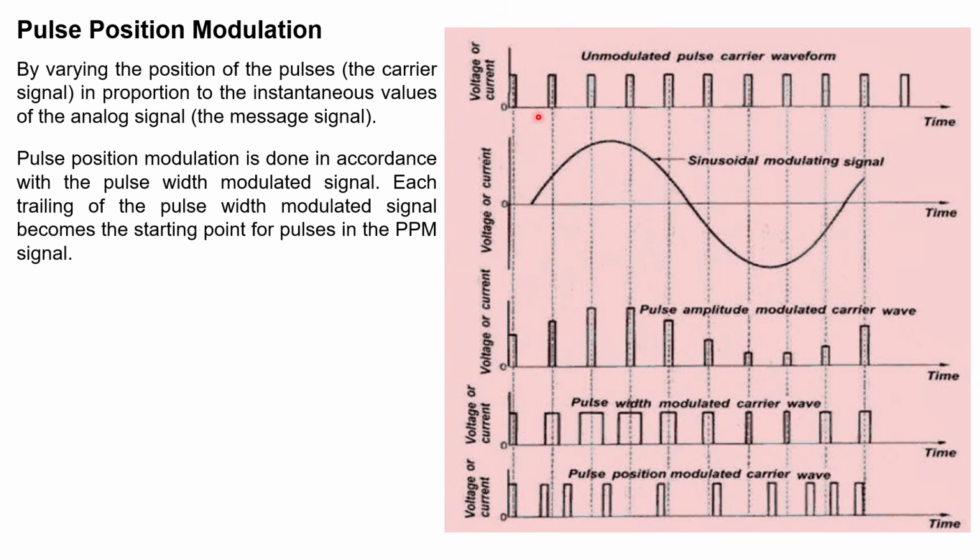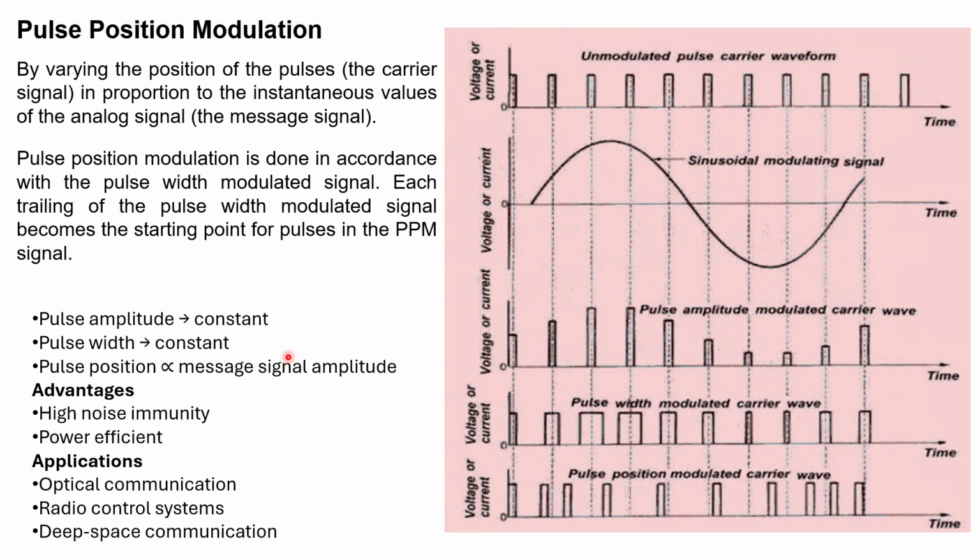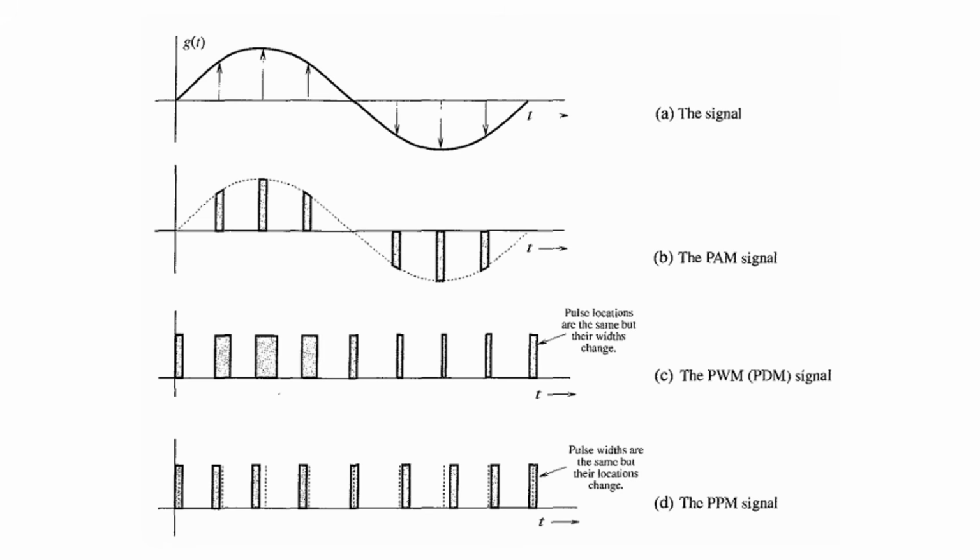See here, the pulse train should be here, but it's left shifted. Similarly, somewhere it is right shifted. So the position of your pulse is shifting according to the message information. That is called pulse position modulation, by varying the position of the pulses in proportion to the instantaneous values of the analog signal, right? The advantage is high immunity, and the application is optical communication and radio wave systems.